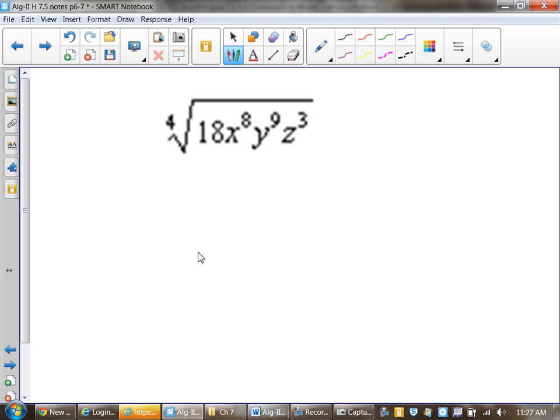In this case, you're basically taking the fourth root of each of those individual pieces underneath the radical. Is there a perfect fourth root that goes into 18? No. So that has to stay in there.